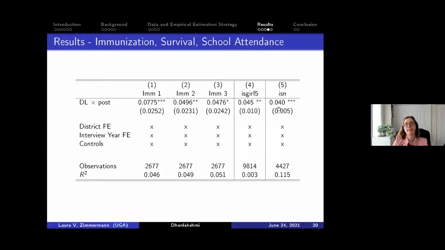And then lastly, we can trace these girls up to age 6 to 7 when they should have started school. And so this is just an indicator variable indicating that they are in school now. And we find a 4 percentage point increase of them actually having started school on time.